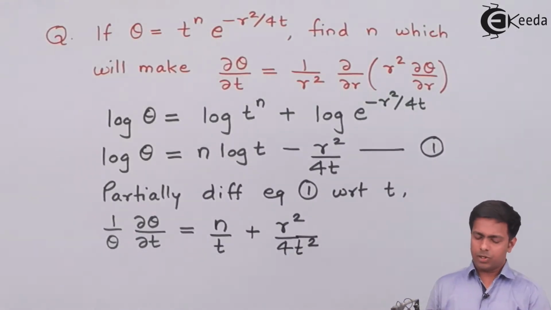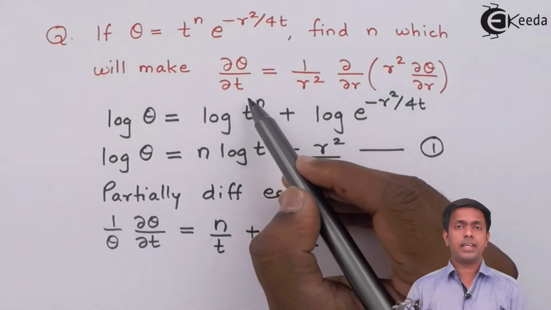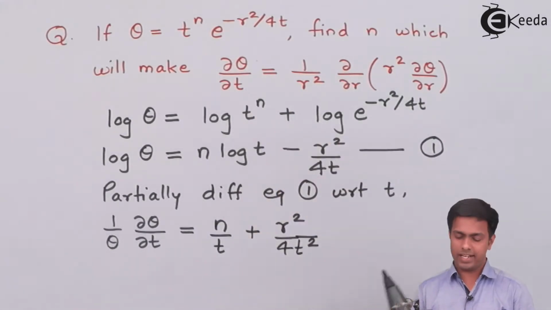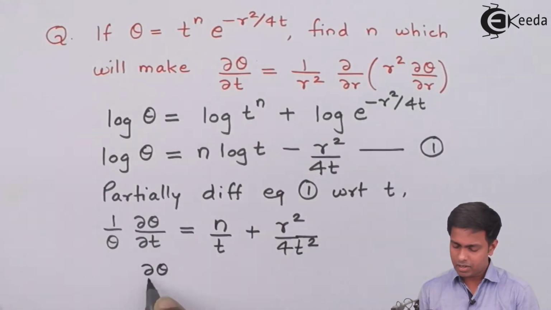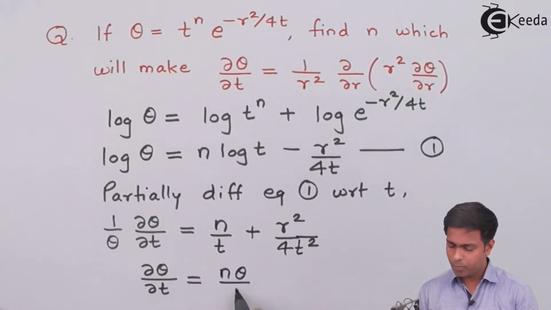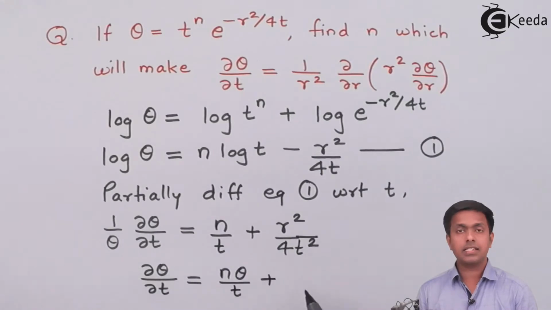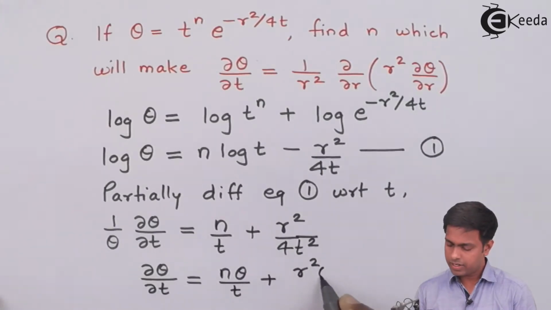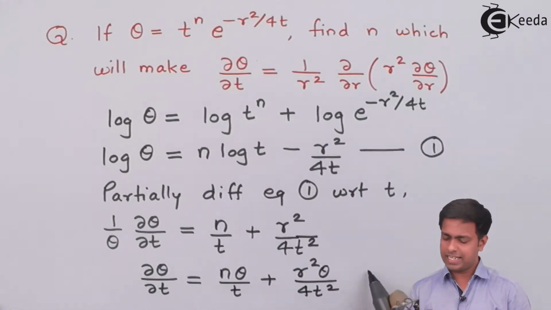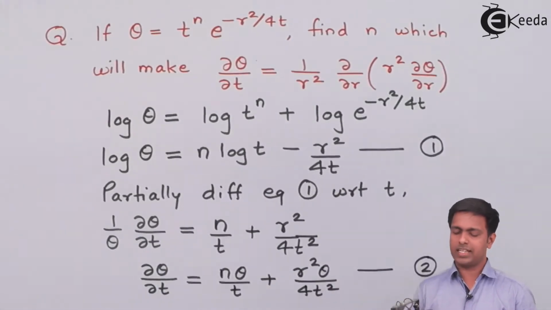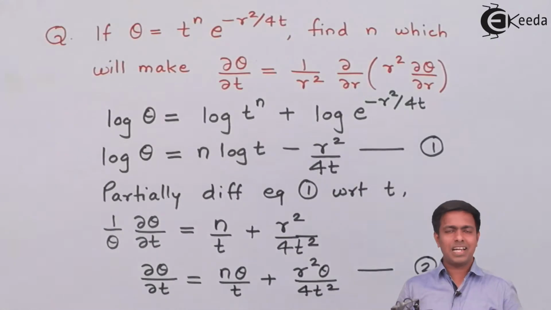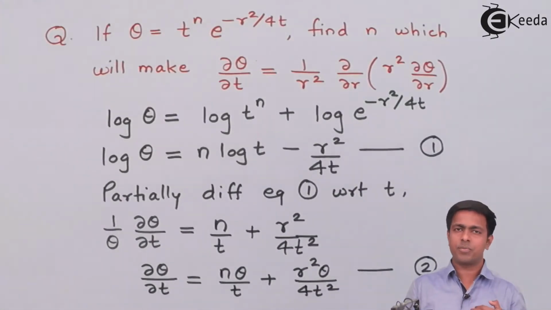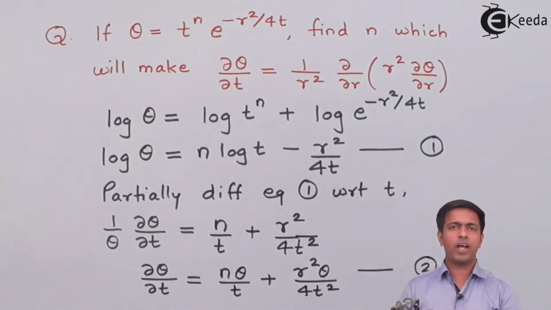So guys, to get the value of del theta by del t, I'll shift this theta over there and I'll get del theta upon del t is equal to n theta upon t plus r square theta upon 4t square. And let's call this equation number 2 because this is our left hand side. Now similarly, let's find out the right hand side and call it equation number 3, and then we'll equate equation number 2 and 3 to find out the value of n.